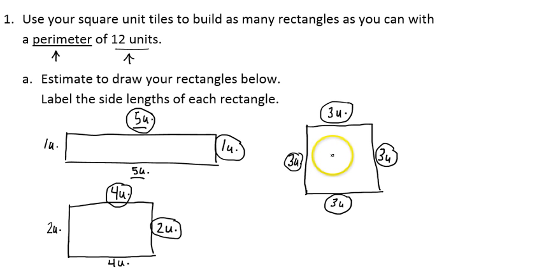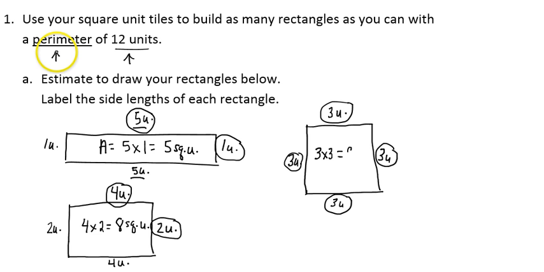If I wanted to find the area of each of these rectangles, I would take my length times my width. So the area of the first rectangle would equal 5 times 1, which would be 5 square units, length times width. The area of my next rectangle would be 4 times 2. Length times width is 8, so that would be 8 square units. And in my last rectangle, the length times width would be 3 times 3, or 9 square units.